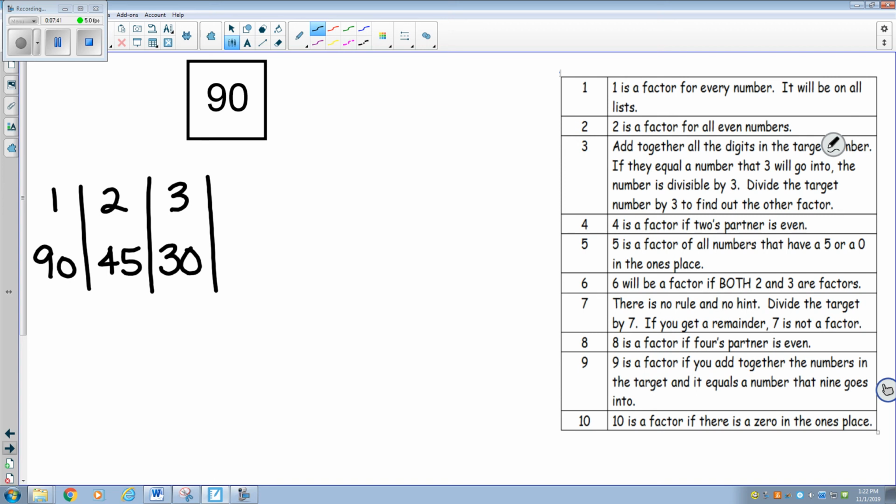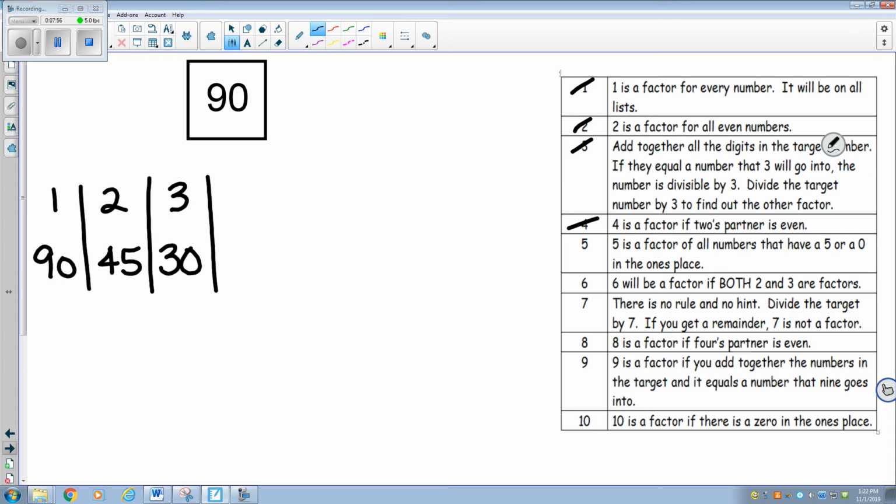Okay, so let's see, what do we do? We checked 1, 2, 3, next one is 4. 4 is a factor if 2's partner is even. Take a look at 2's partner. 45 is an odd number, so 4 is not going to be on our list for 90. 4 is not a factor of 90.